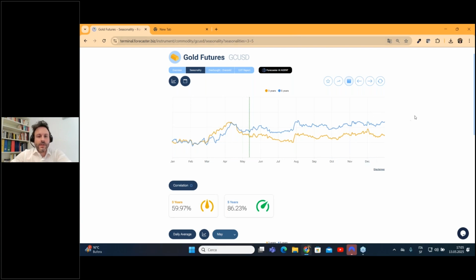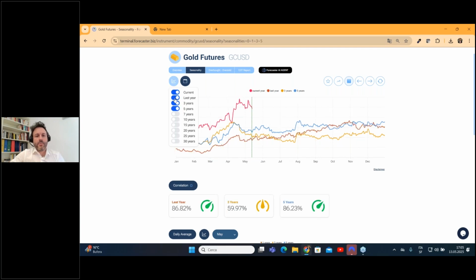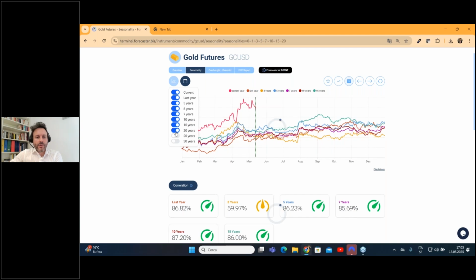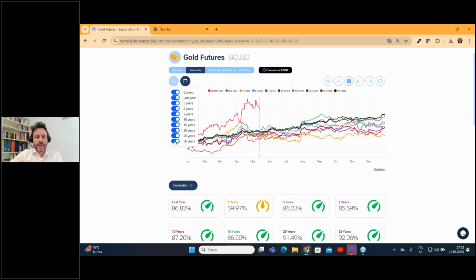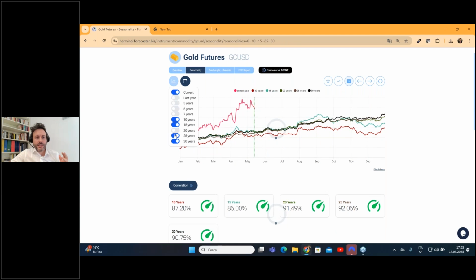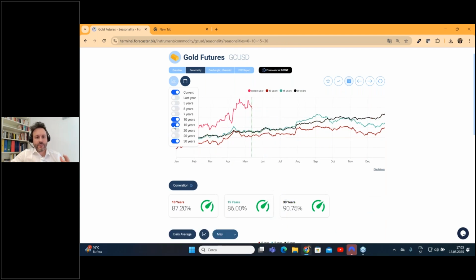So, for example, here we are on gold, and starting to analyze the seasonality, we can see, for example, this is today's date. And as always, we can add, for example, the current price. We can add different kinds of seasonality, for example, last year, 3 year, 5 year, and we can go back, for gold, up to 30 years. What does it mean? Very simple. Let's concentrate on the 10-year seasonality, so it will be much easier to understand if you approach the seasonality for the first time.